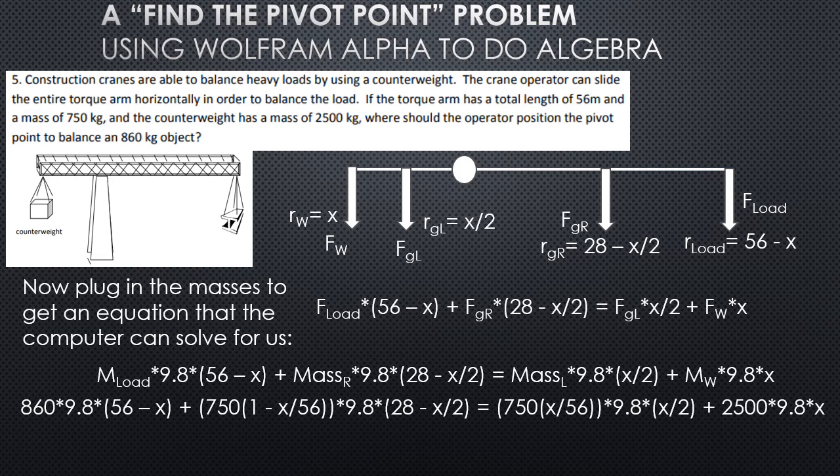And if you need to rewind the video a little bit to go back to the previous slide where we calculated those masses, you can see where those numbers are coming from. And then the mass of the counterweight is 2,500. So everything here is in terms of x. We have one equation. X is the only thing we don't know.